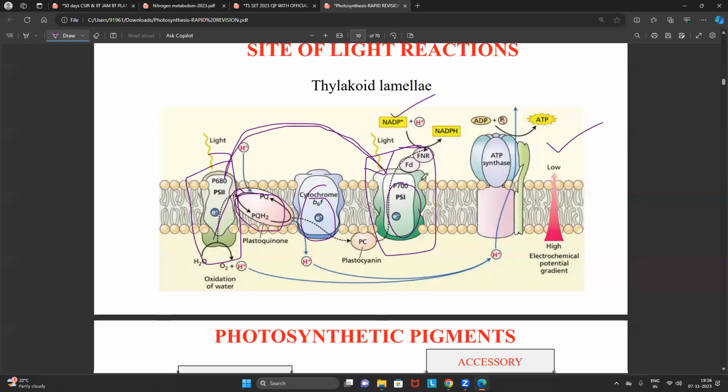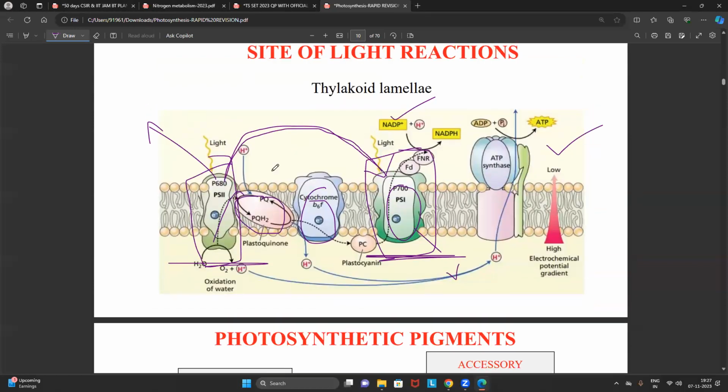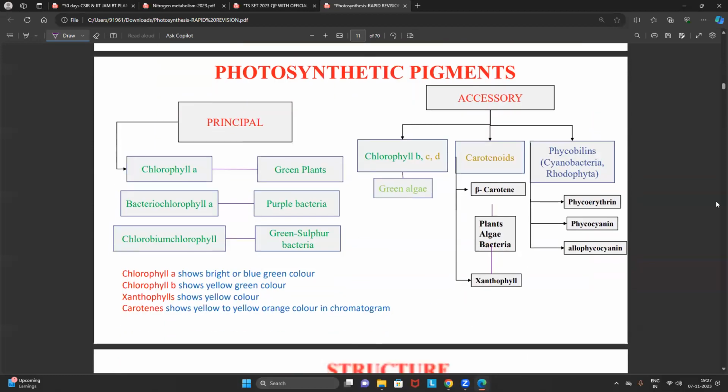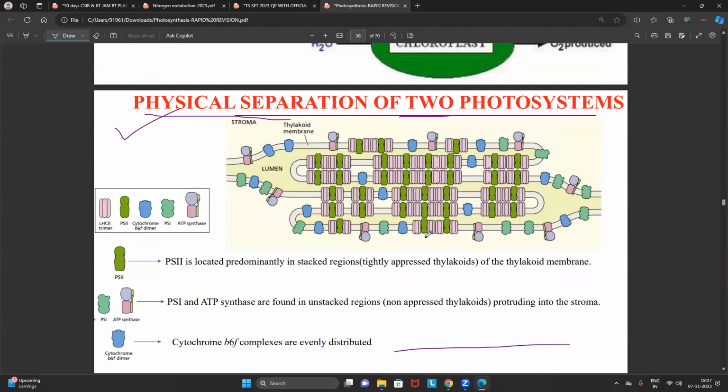So now the point is what? It is very important. P680 and P700 have to be physically separated. When their location is physically separated, friends, then only it is possible that the electron flow occurs via a series of electron acceptors.